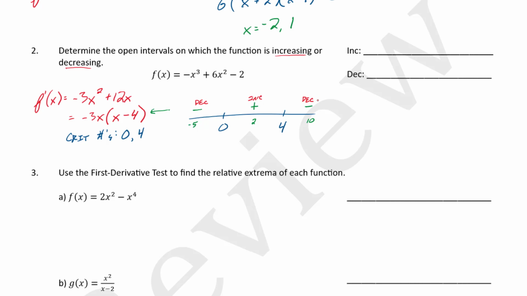As intervals, my increasing interval looks like it was just from 0 to 4. Decreasing, though, was from negative infinity until I got to 0, but also combined with this second place where it was decreasing, which would be 4 till the end of the graph, or till infinity.